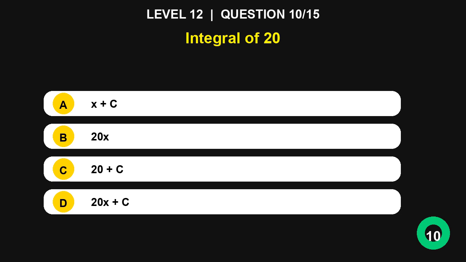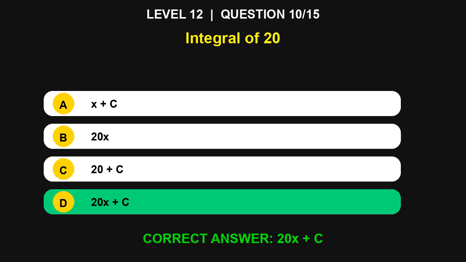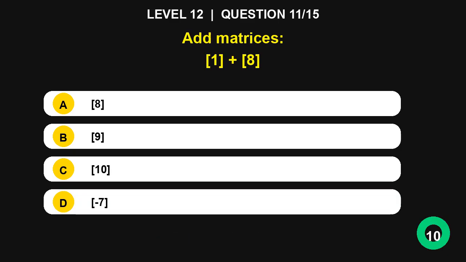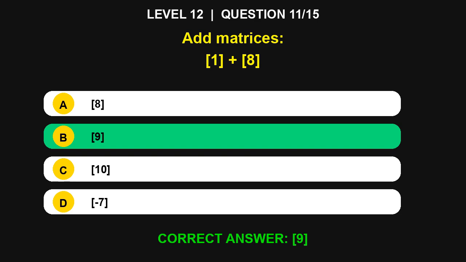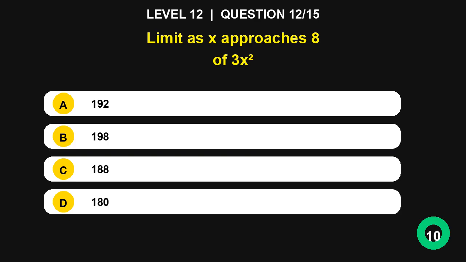Integral of 20? Answer is 20x plus c. Add matrices. 1 plus 8? Answer is 9. Limit as x approaches 8 of 3x squared?